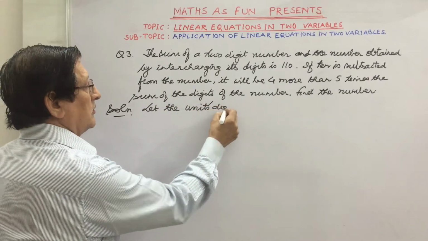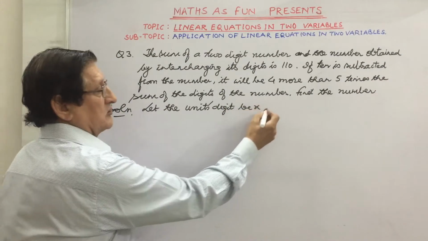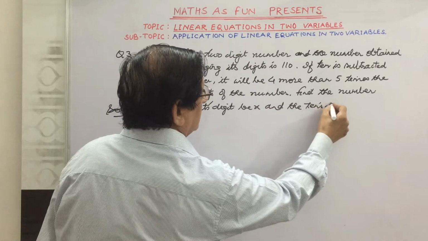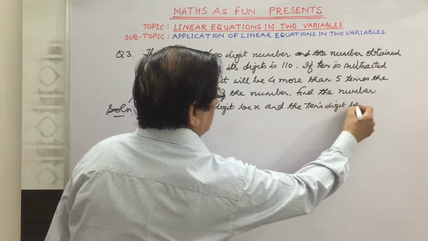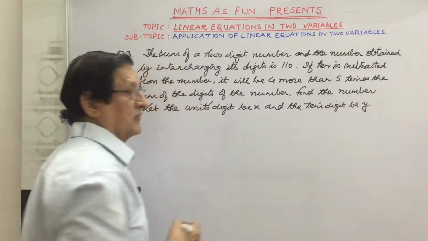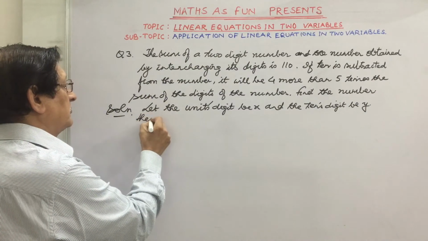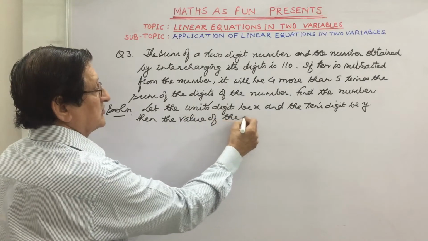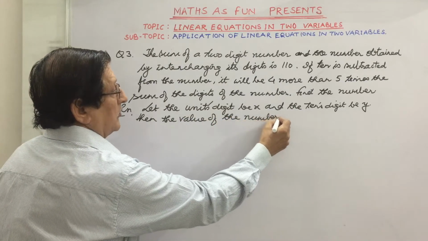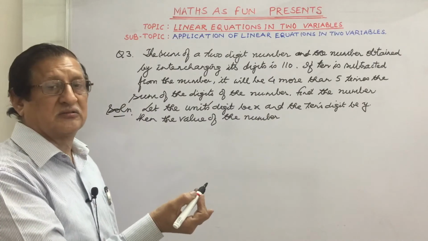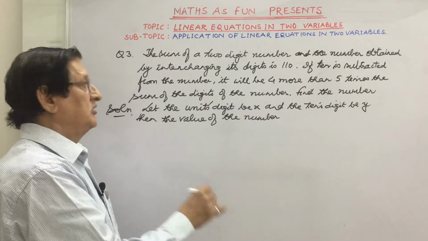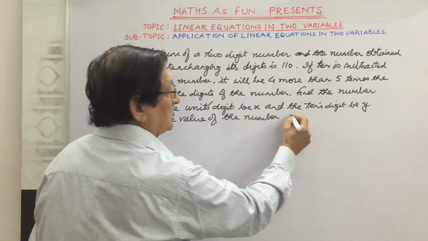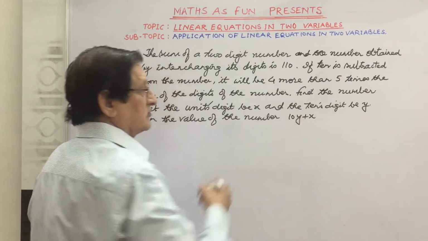So we write the solution as, let the units digit be X and the tens digit be Y. Then what is the value of the number? Then the value of the number is, you know, it is 10 into tens plus units. So 10 into 10 means 10Y and unit is X. So it will be 10Y plus X.